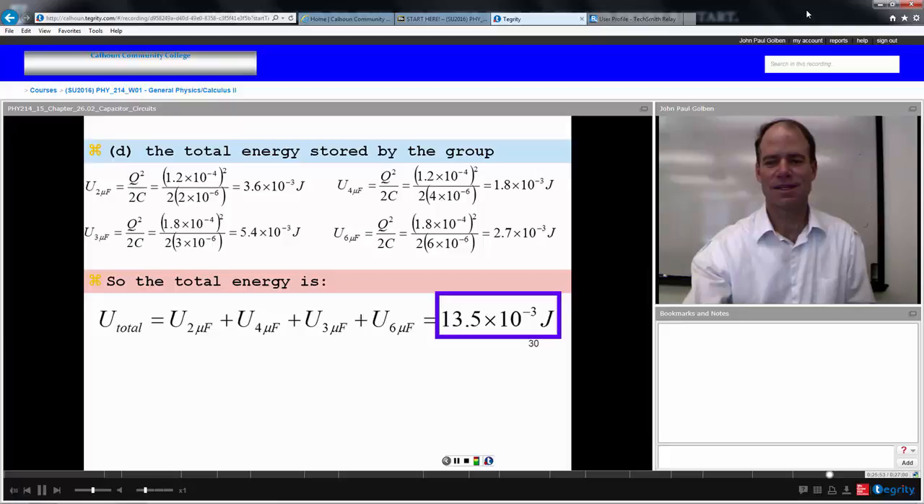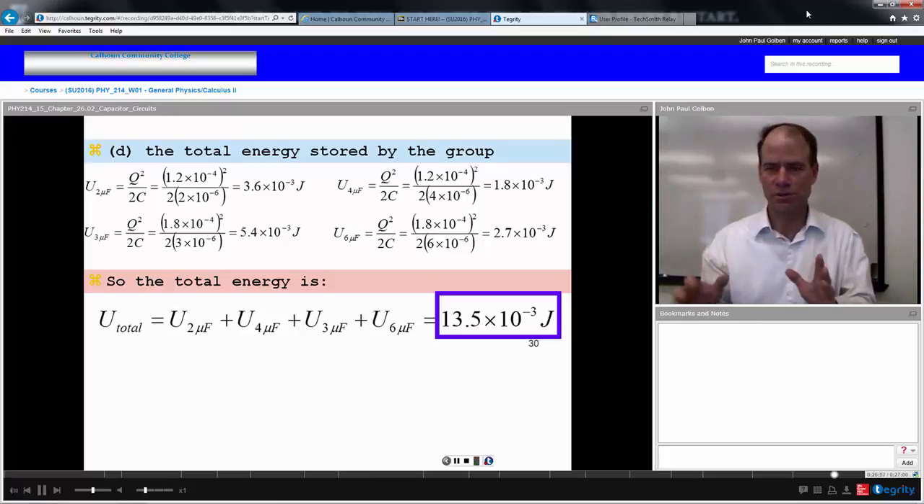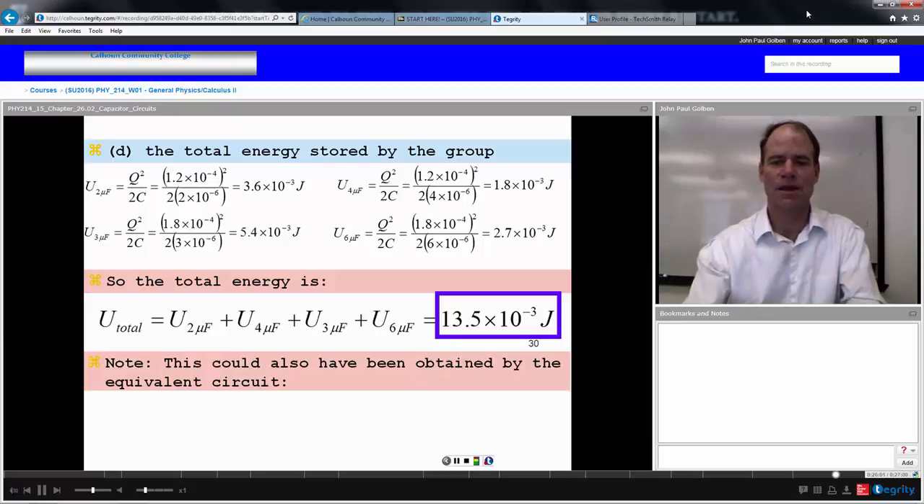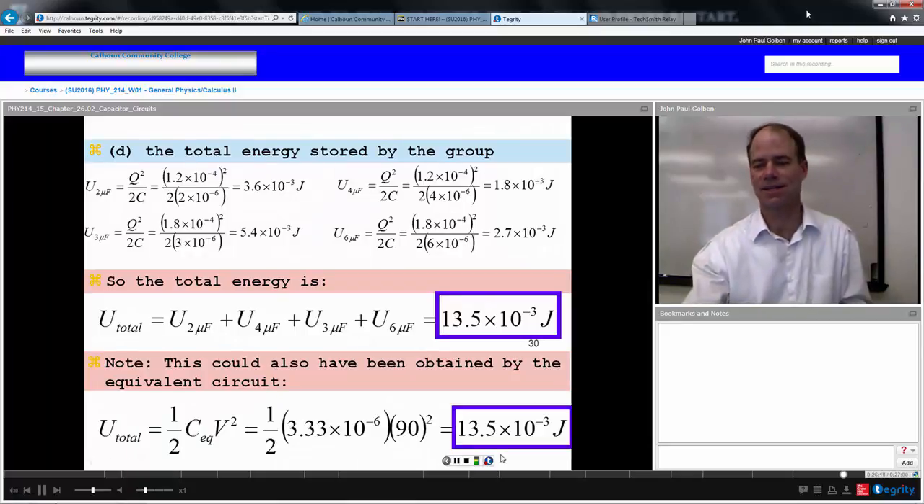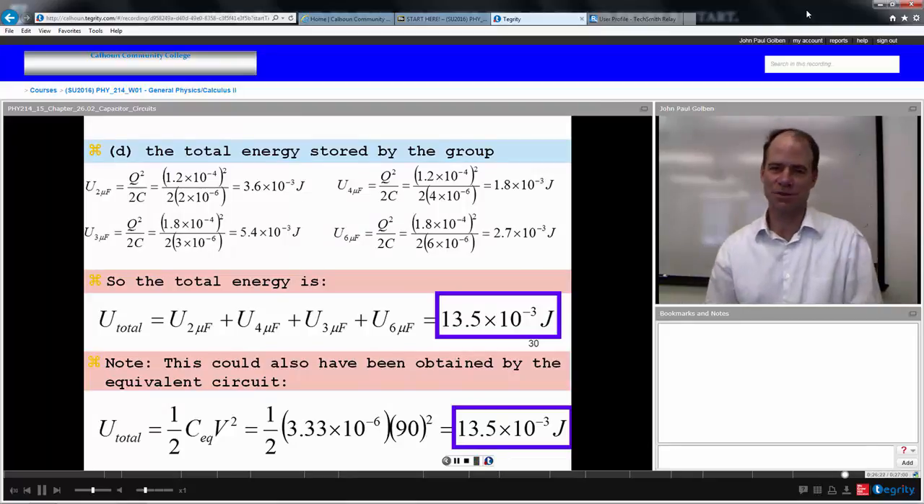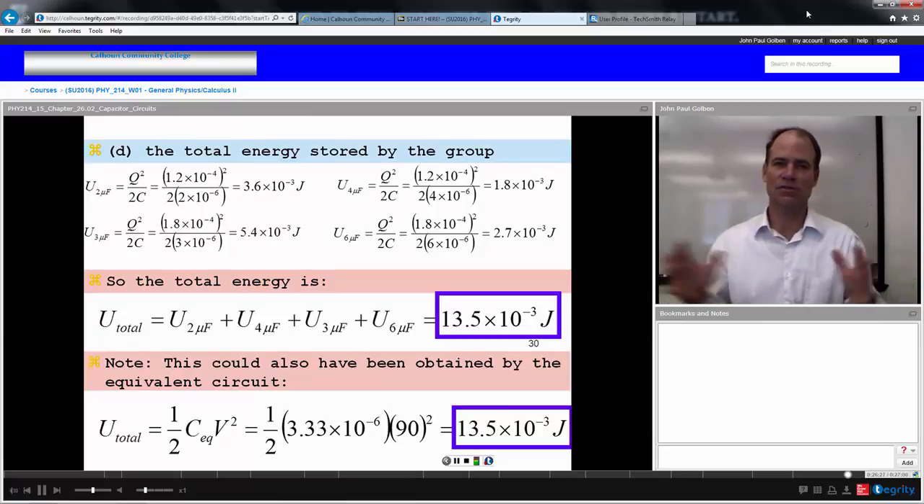Note that our equivalent circuit should be no different than our original circuit. In other words, if we had an equivalent circuit there, it should also store the same amount of energy. If we use the equivalent circuit, 1/2 our C equivalent times the voltage, which is the full voltage across it, squared, which was 1/2 3.33 microfarads times 90 volts squared. Yes, we get 13.5 millijoules for that. So it wouldn't matter. In fact, that would have been easier if we had gone straight for the equivalent circuit, found the energy stored in that, and that would be the total energy stored in the whole circuit.